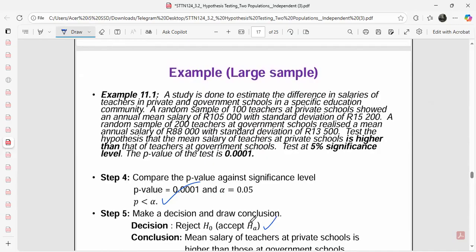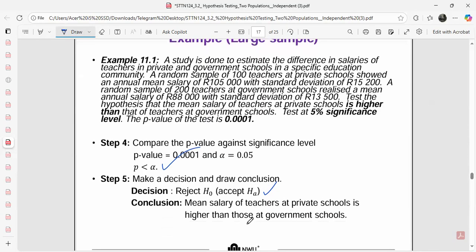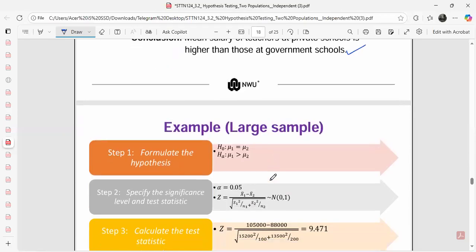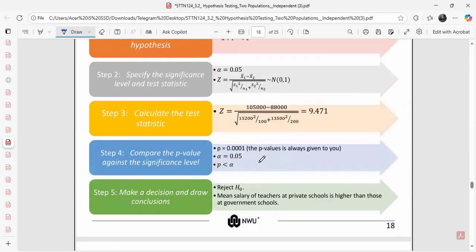Therefore, the minute we reject, it means that we have enough evidence that the mean salary of teachers at private school is higher than those at government school. If it's 6 or 7 marks, you got free 6 or 7 marks. So yeah, this is the one.